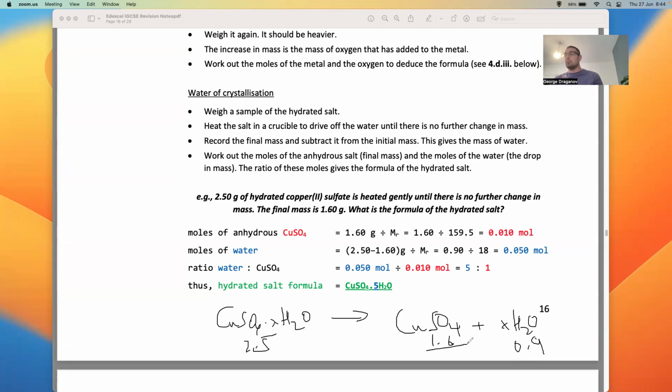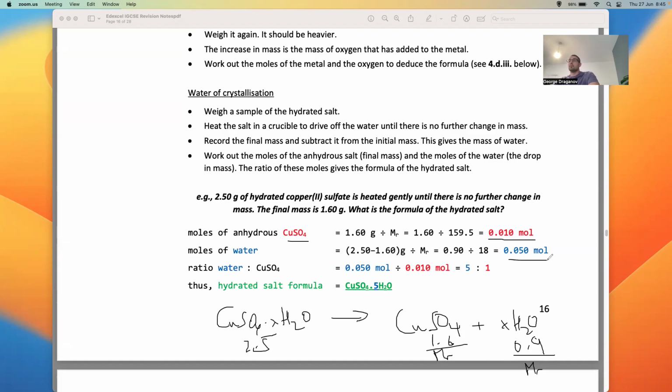And then what you do is you put these over their MRs to find the moles. Because as you know, the first step in chemistry, if you're ever stuck, is to find moles. So the moles of the anhydrous, this one here, would be 1.6 over the MR. So if you add this up, it gives you 159.5. For water, which has an MR of 18, 16 plus 2 times 1, you would do 0.9 over 18.